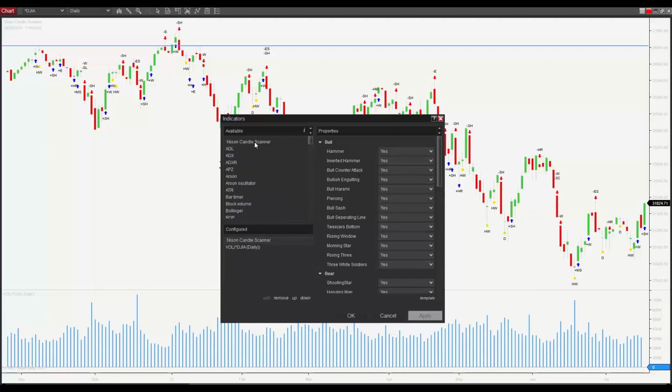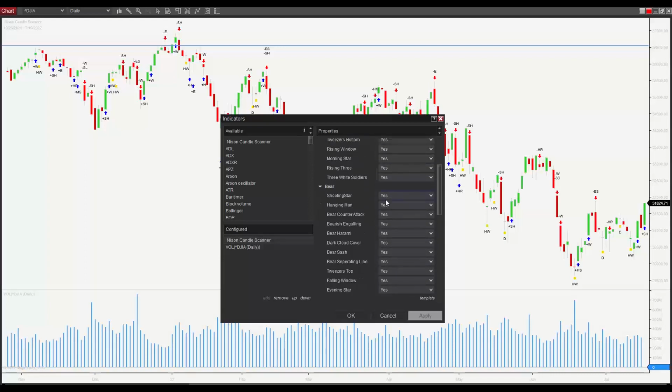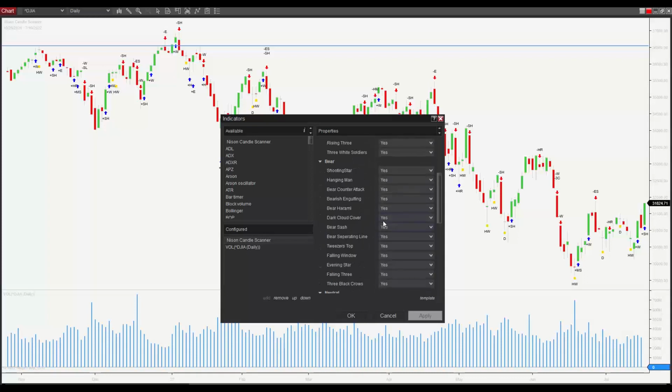Now, obviously, you have to purchase Nison Candle Scanner. Once you do and you install it, then you can configure it. Configured means that here on the right side, notice I have Nison Candle Scanner highlighted. I have all of my different candle patterns and a few different things. Notice on each candle pattern, I can choose either yes, no, or strict. For those of you that are not familiar with strict criteria, Steve defined candle patterns and then he redefined them on a stricter basis, meaning more defined criteria.